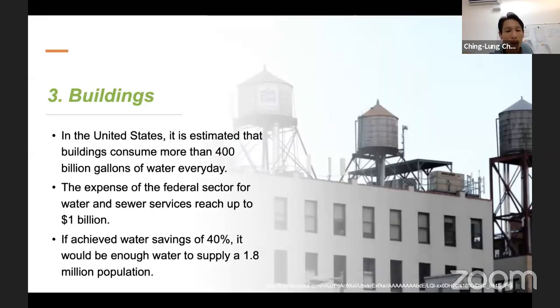And then the third one goes to the building. In the US, it is estimated that buildings consume more than 400 billion gallons of water every day. The expense of the federal sector for water and sewer service reaches up to 1 billion. If water savings of about 40% are achieved, it will be enough water to supply 1.8 million people.